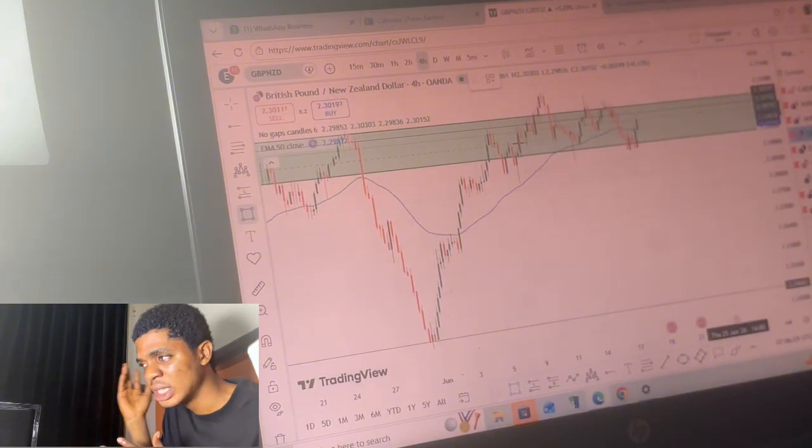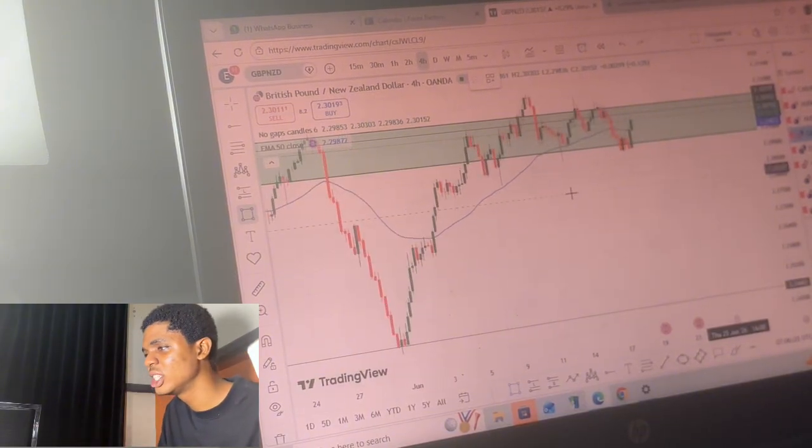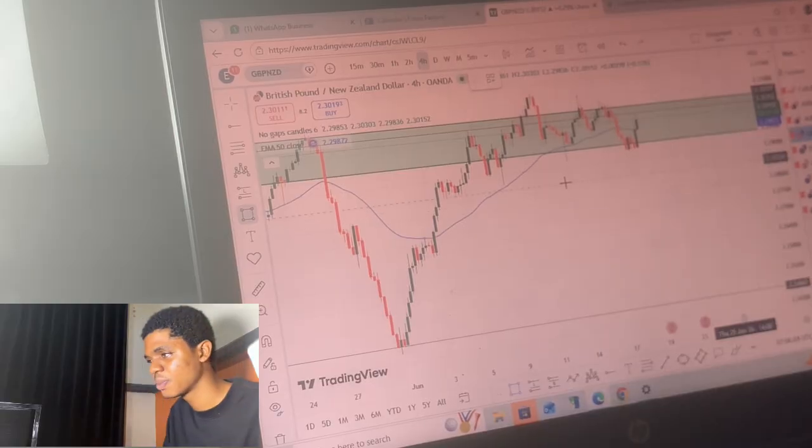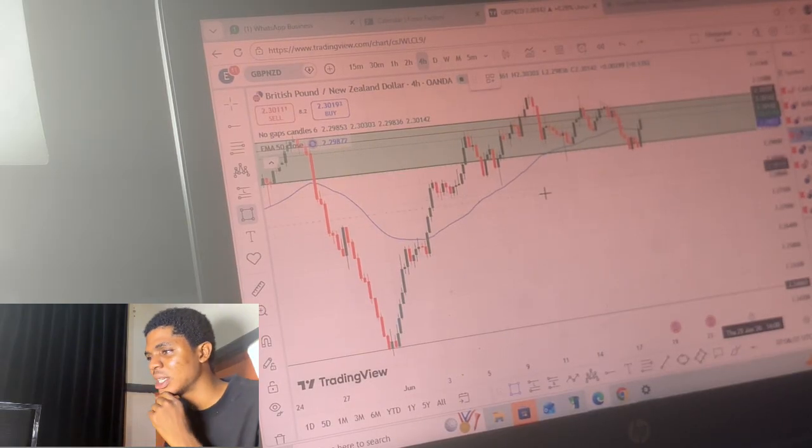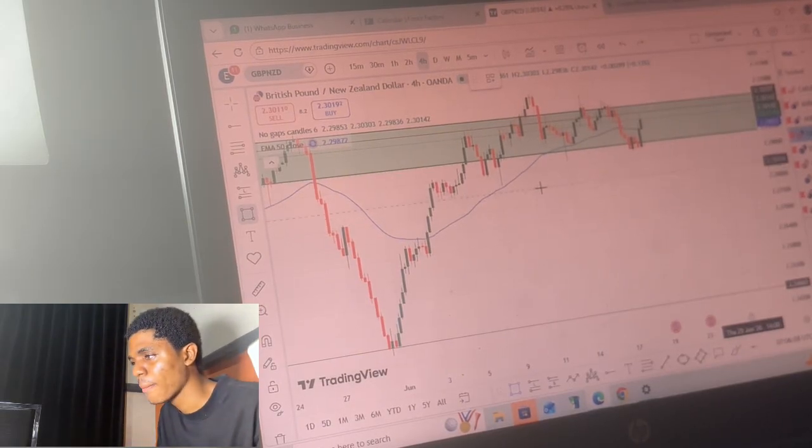I want you guys to tell me the pattern we're creating on the weekly area of interest. I can see a pattern at this point. You can clearly see we are creating a head and shoulder pattern. Are you getting me? We can see this is a two head and shoulder.